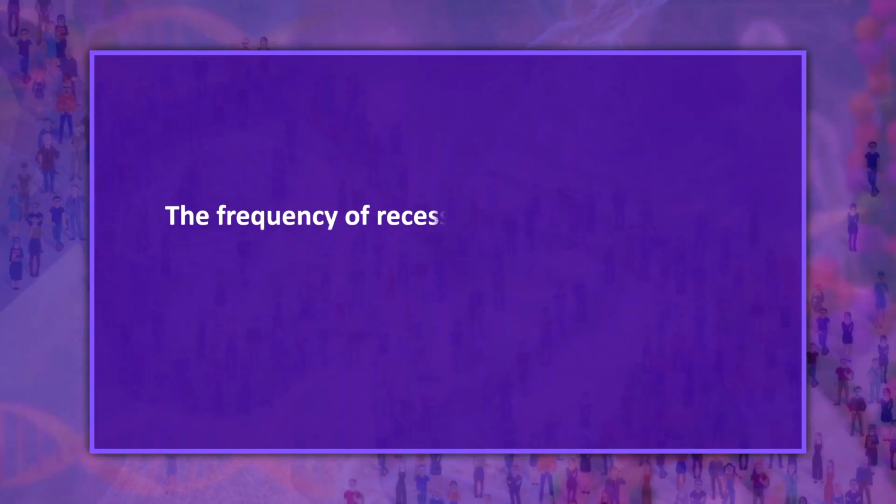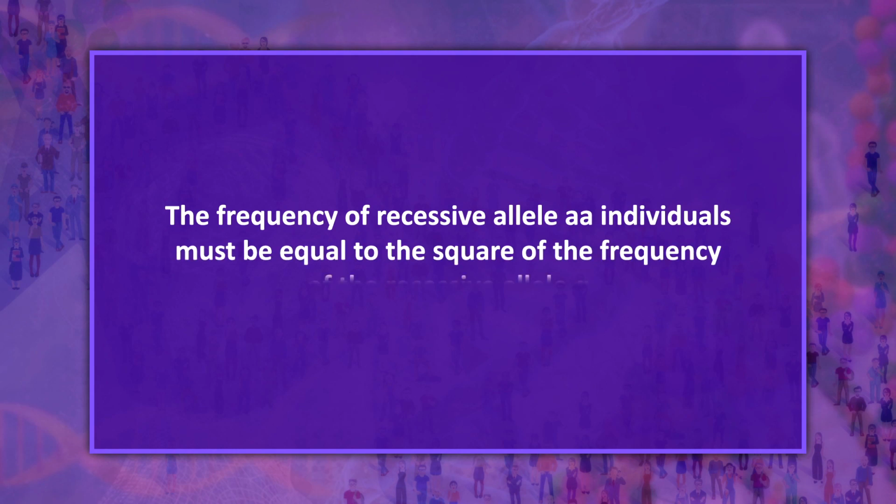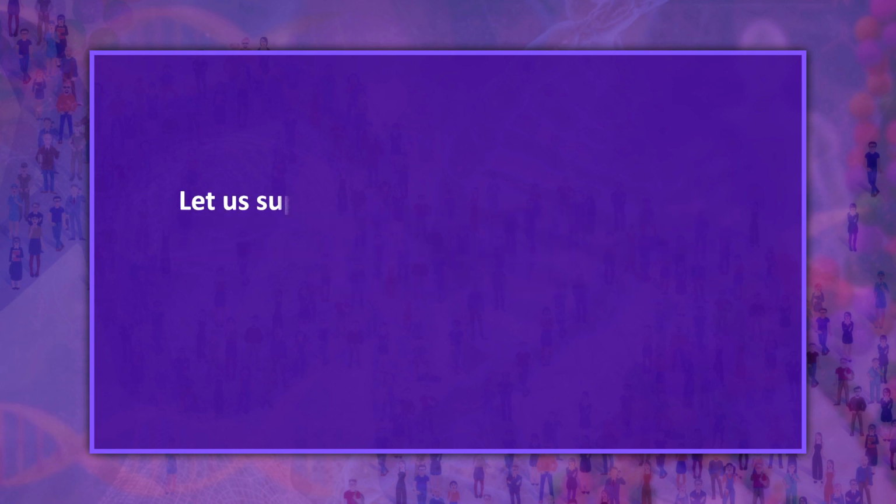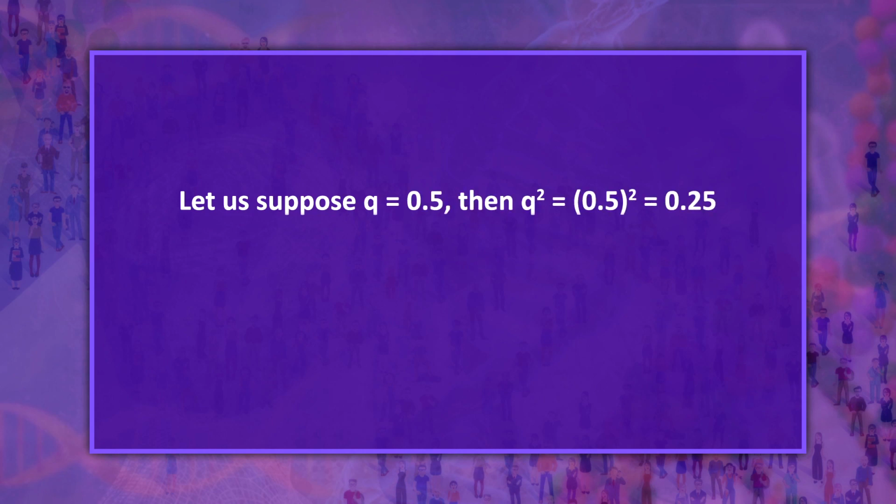Here the frequency of the recessive allele homozygous individuals, aa, should be equivalent to the square of the frequency of the recessive allele. The frequency of the recessive aa individuals must be equal to the square of the frequency of the recessive allele q. Let us suppose q is equal to 0.5, then q square is equal to 0.5 raised to power 2, which is equal to 0.25, that is 1/4.